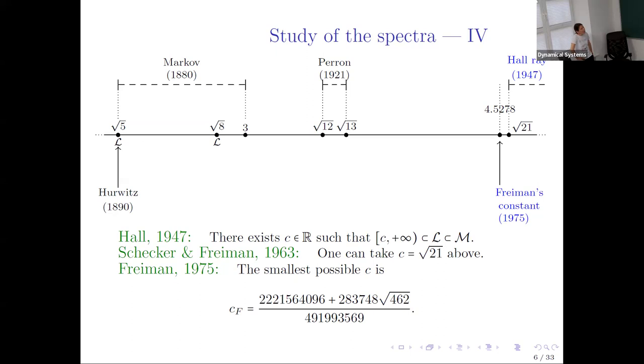He's probably right, because no mistake has been found yet. One could reasonably ask nowadays whether this proof can actually be checked by a computer, using some artificial intelligence to verify it. As far as I know, nobody was keen enough yet to put it through a computer system. Anyway, the claim is that there exists a constant, a number smaller than the square root of 21, and the entire ray starting from it belongs to the Markov or Lagrange spectrum.